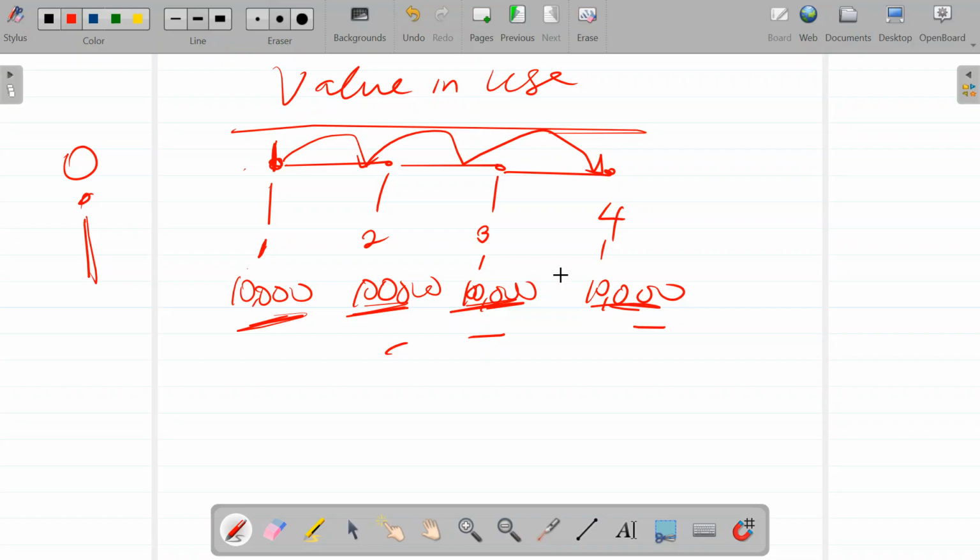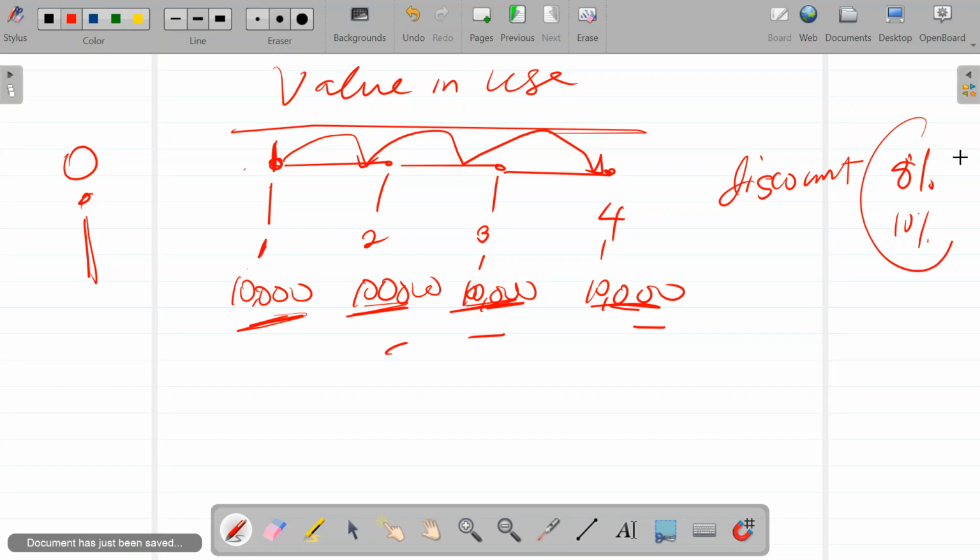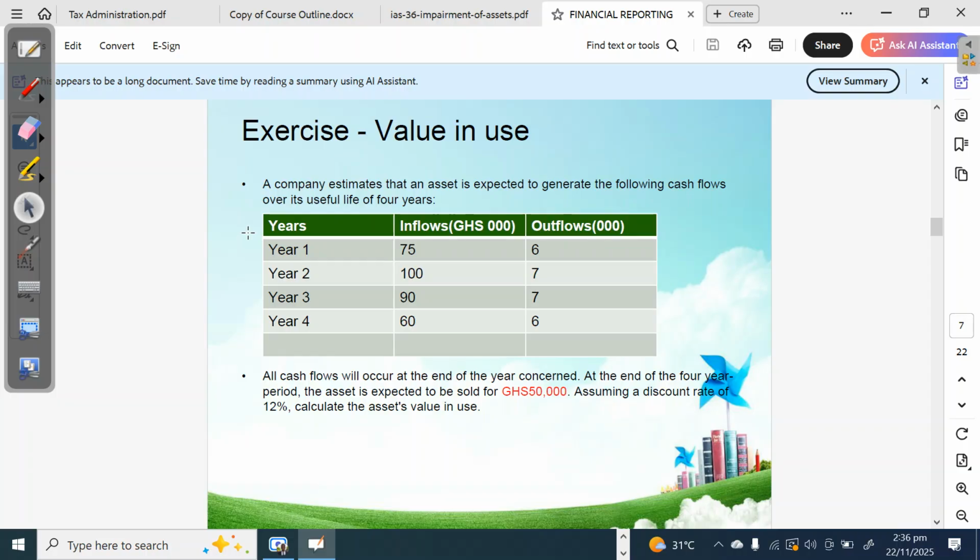It is the present value of the future cash flows expected to be derived from the use of an asset. Usually you'll be given a discount factor. When you are calculating value in use, they will give you a discount factor, maybe 8%, 10%. This is what you use to determine the present values of all the future cash flows. All right, so let's look at an example.